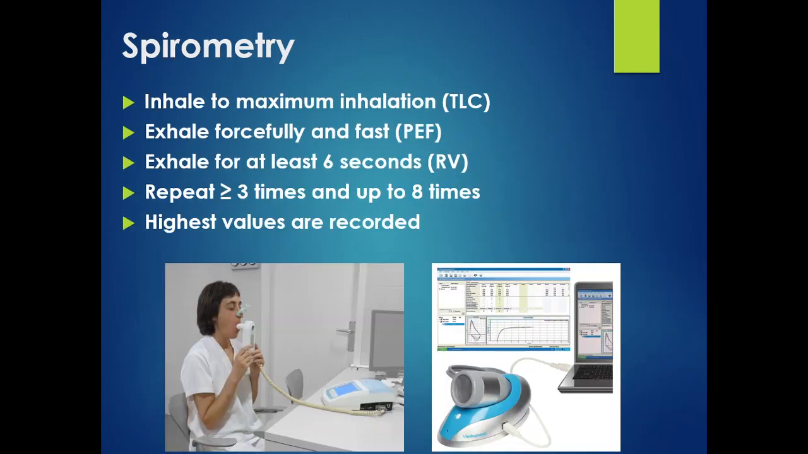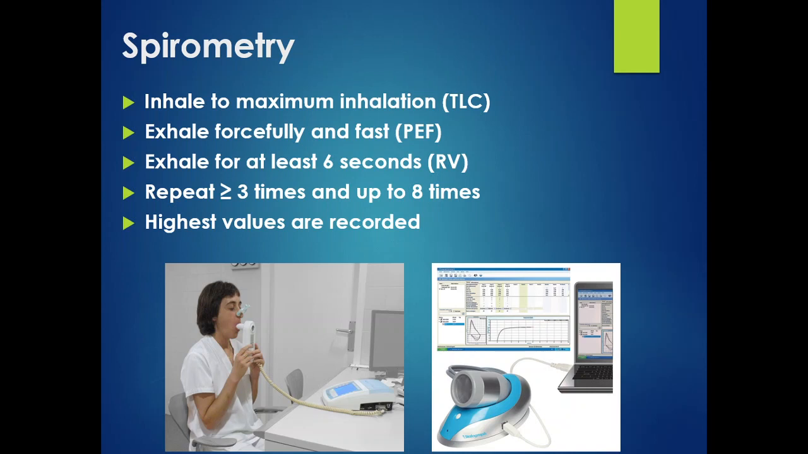So spirometry is performed using devices in the pulmonary function lab. These could be large, sophisticated devices, or it could be very simple devices that can be even attached to a laptop. What we do is we ask the patient to inhale to maximum inhalation, where they cannot inhale any further, and this would be their total lung capacity. Then we ask them to exhale forcefully until they cannot exhale anymore, which is the residual volume.